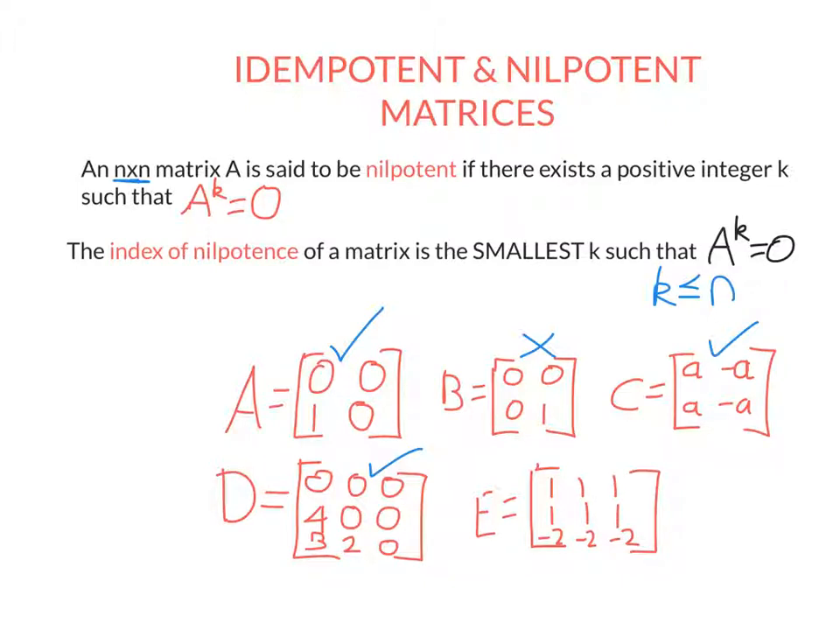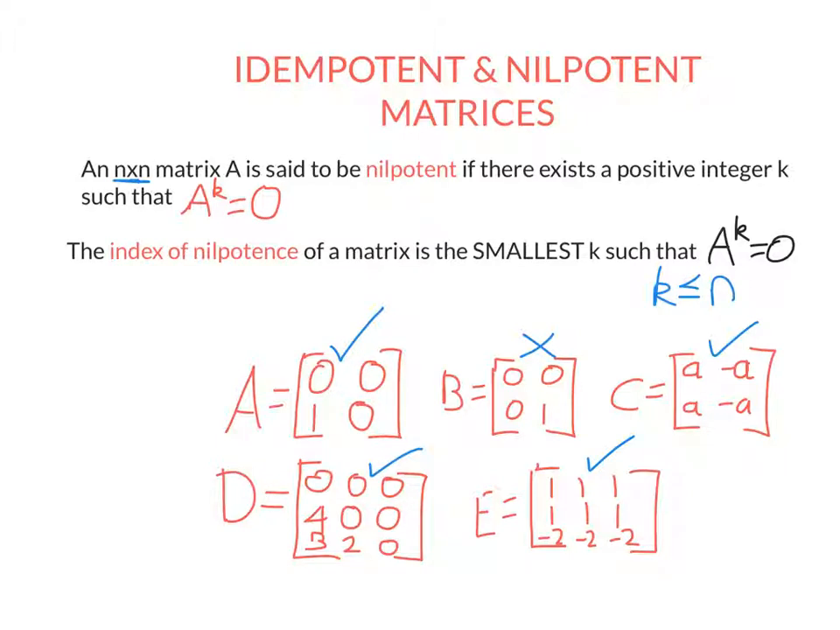Now let's look at E. E actually has no entries that are equal to 0, but it turns out that it is actually nilpotent. It has an index of nilpotence of 2 because E squared is equal to the 0 matrix. So the method we used on D wouldn't work here on E because E is not a triangular matrix.